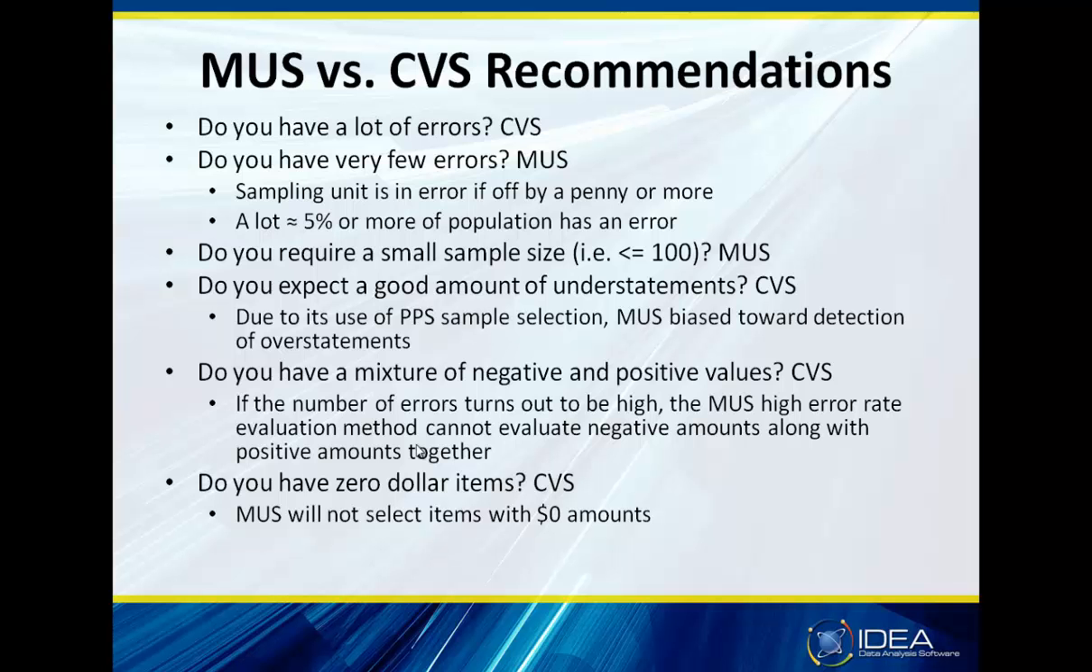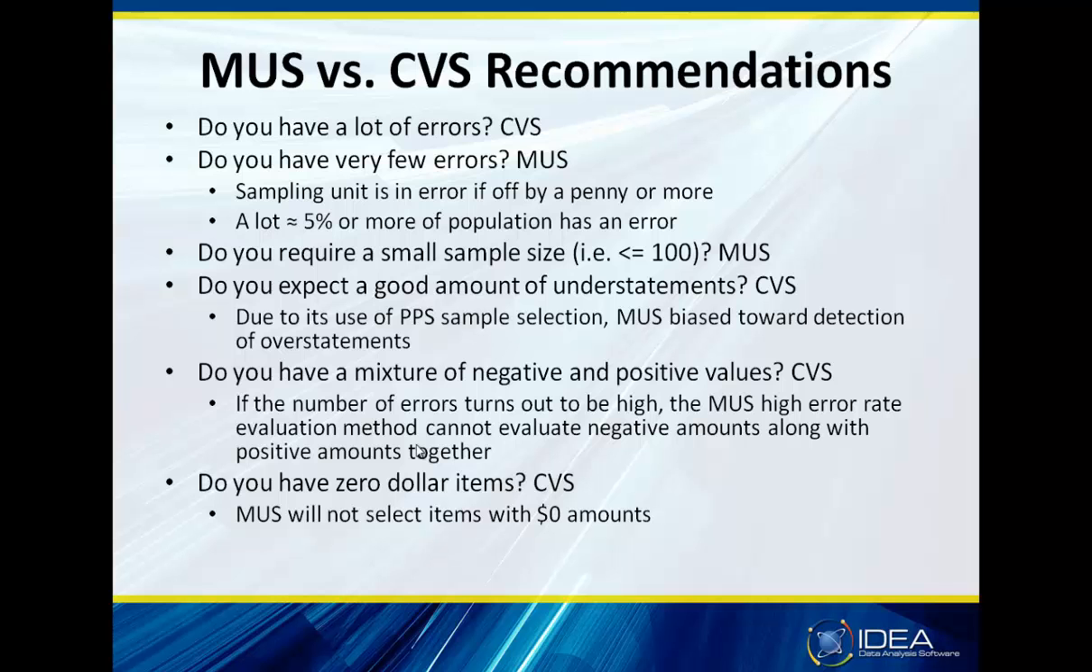And that means that smaller items, which could be understated, could be left out, and that understatement might not be detected. So that would have to be something to consider. Also, do you have a mixture of negative and positive values? Classical variable sampling might be more appropriate in this case if the number of errors turns out to be high. That's because the monetary unit sampling high error rate evaluation method, which we'll discuss a little bit later, cannot evaluate negative amounts along with positive amounts together. It either has to be one or the other.